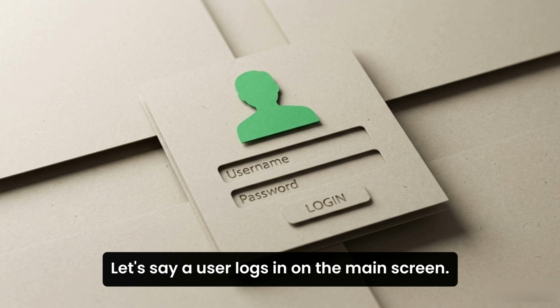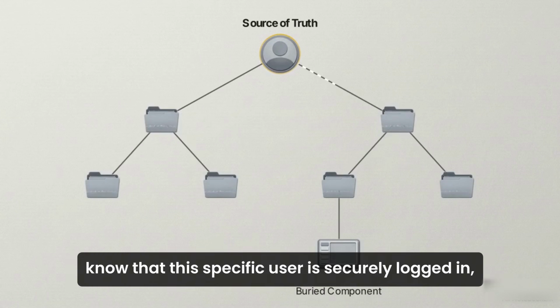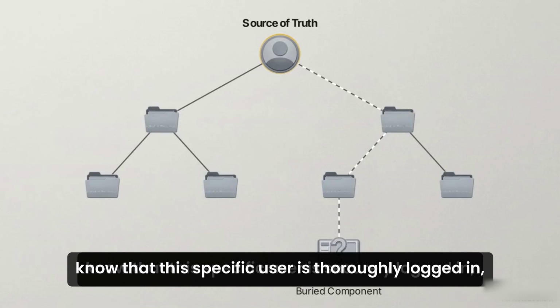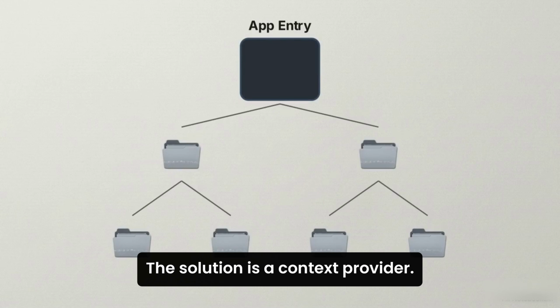Let's say a user logs in on the main screen. How does a deeply buried chat screen component know that this specific user is securely logged in, without constantly asking them to re-verify their identity? The solution is a context provider.